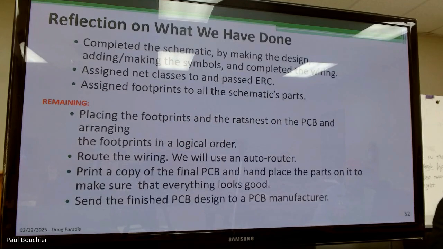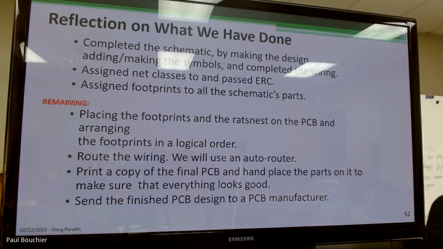Okay, let's look at what we've done. We completed the schematic by making the design, adding and making the symbols, and completing the wiring. We've assigned net classes and passed ERC. We've assigned footprints to all the schematic parts. The parts that are remaining are placing the footprints and rat's nest on the PCB, and then arranging the footprints in a logical order.